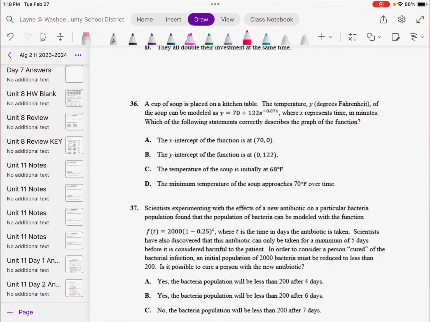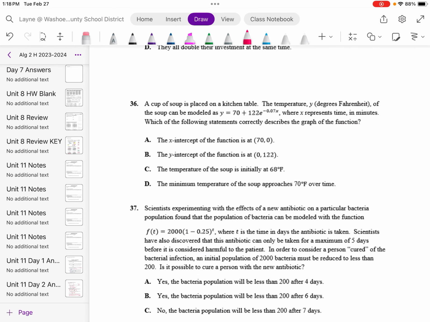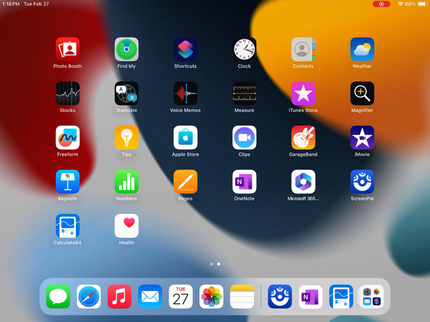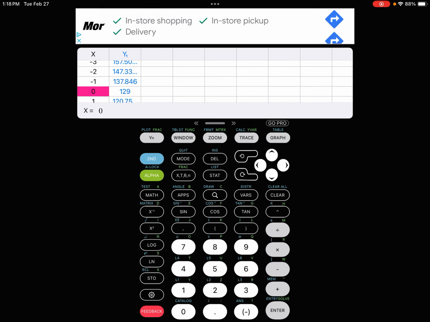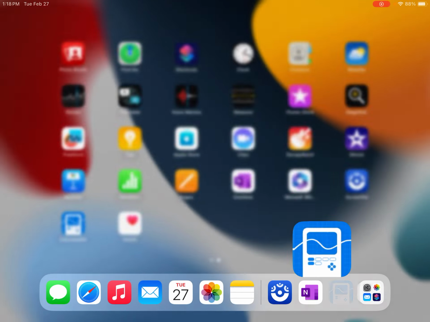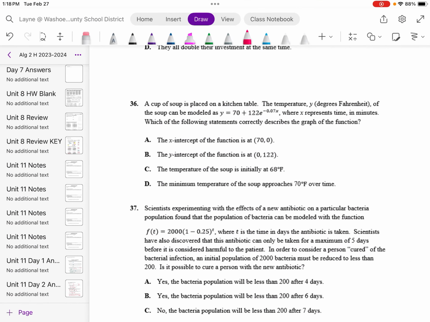Well, let's go back and see what they're asking us for. It's saying the x-intercept is 70, 0, and the y-intercept is 0, 122. Well, I can see that the y-intercept is not going to be 122 because I see here that the y-intercept is 129, 0, 129. So it can't be 122. The x-intercept is 70, 0.